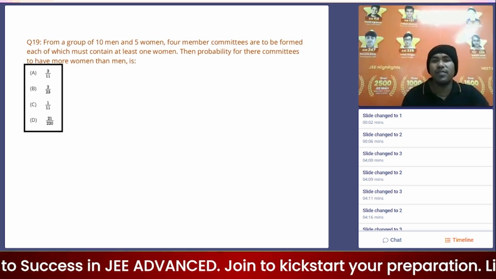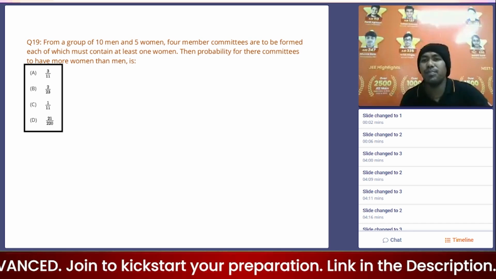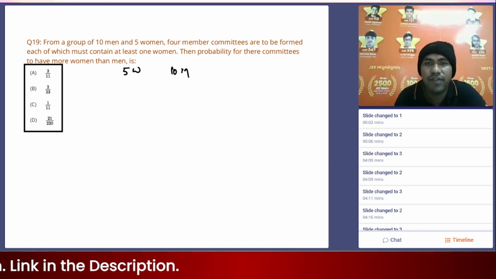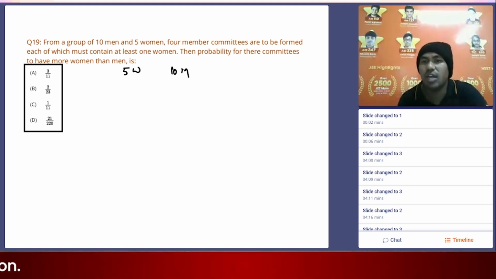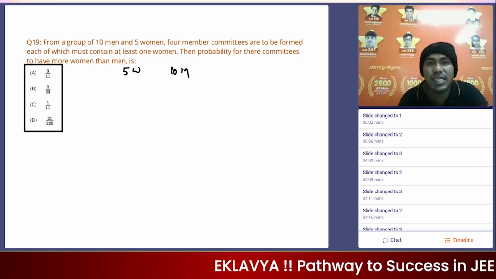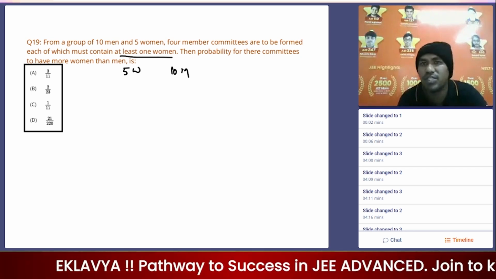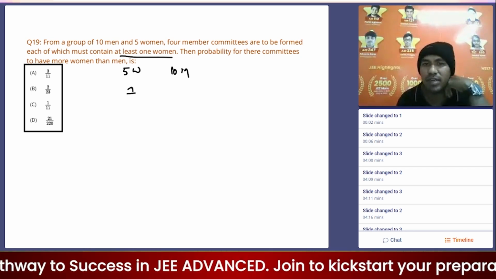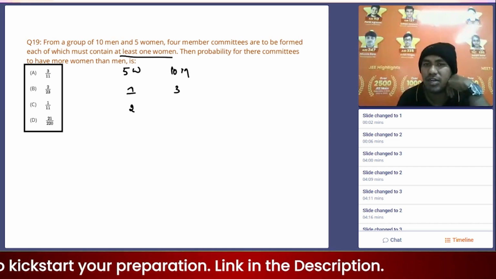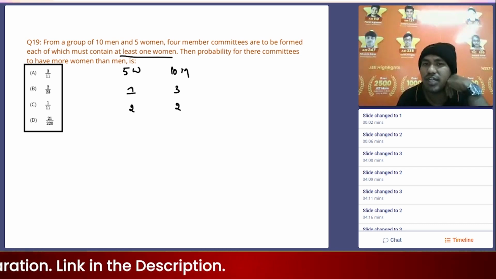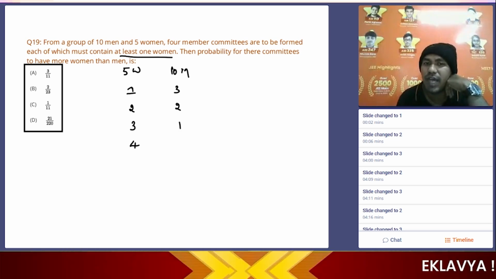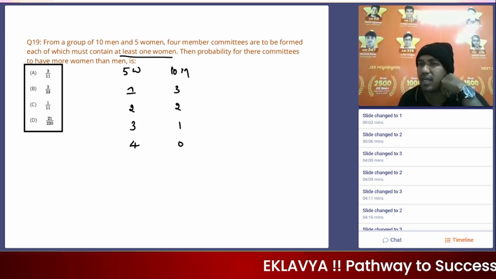Now, from a group of 10 men and 5 women, a 4-member committee is to be formed. Okay, 10 men are there and 5 women are there. The committee of 4 members must contain at least 1 woman. If I take 1 woman, then we need to choose 3 men. If I choose 2 women, then 2 men. 3 women, 1 man. I can take 4 women, then 0 men also.